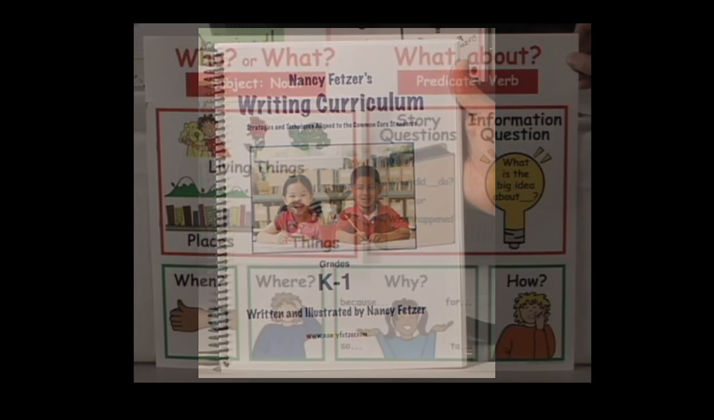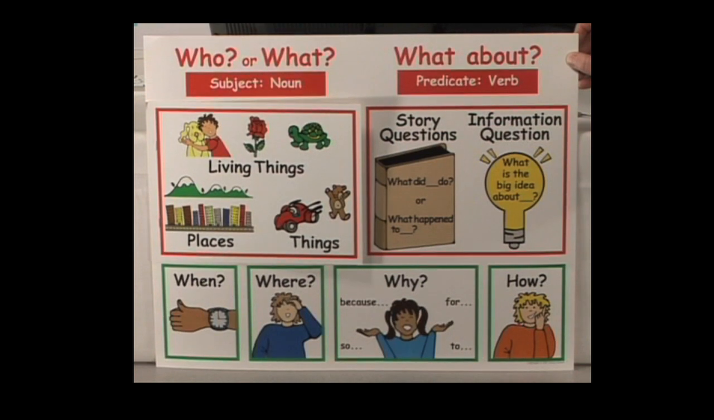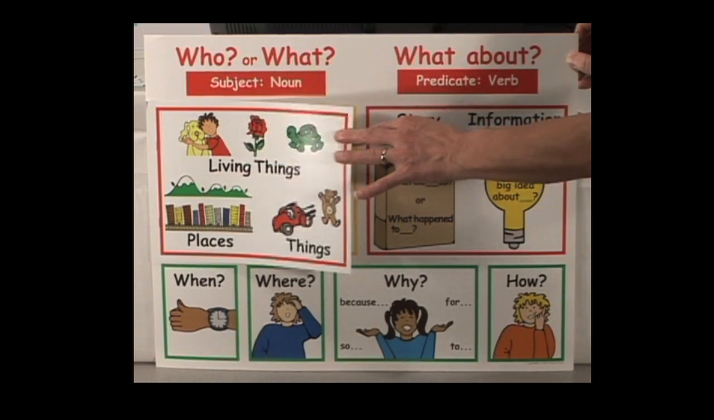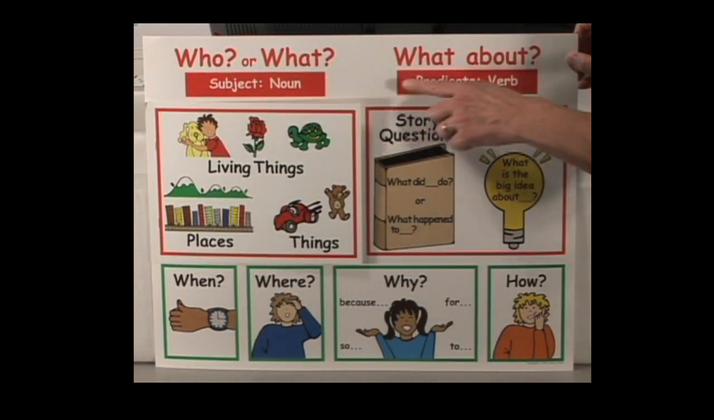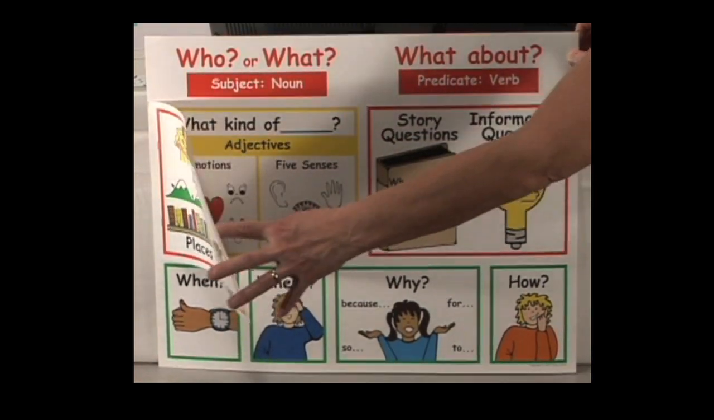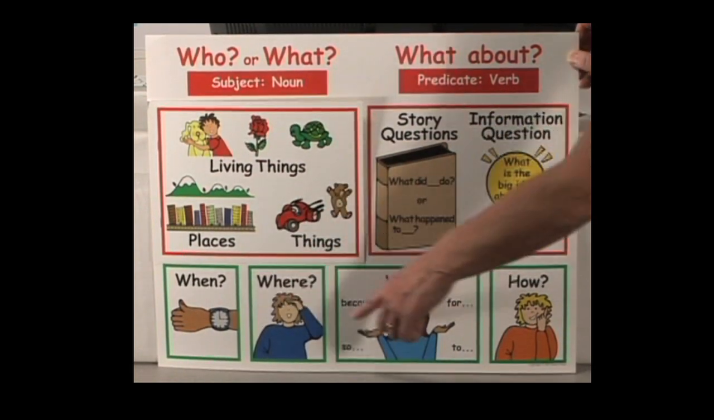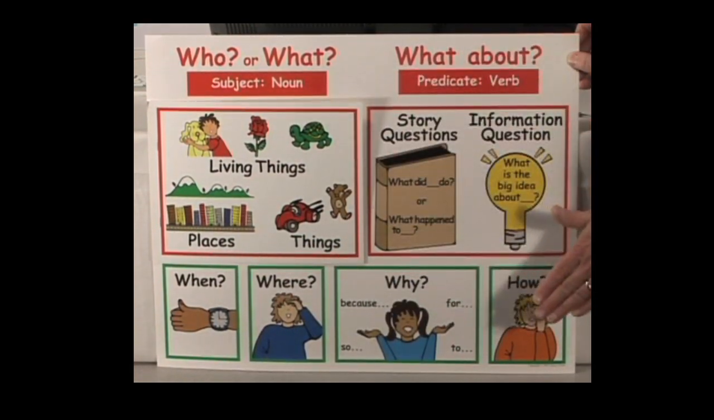This is the Who What chart, a colorful manipulative you'll use with your children to show them how to build powerful sentences. Notice it's color-coded with a flap. Now you have your subject, predicate. Oh look, inside the flap are the adjectives. And then down below are modifiers that you will use in order to build powerful sentences.